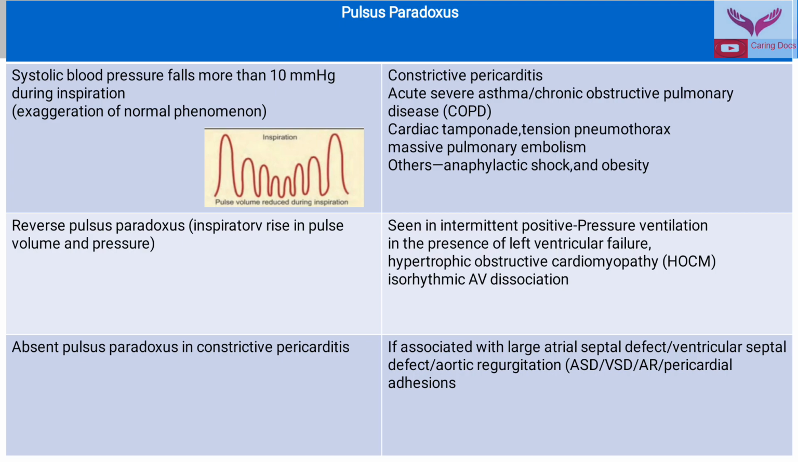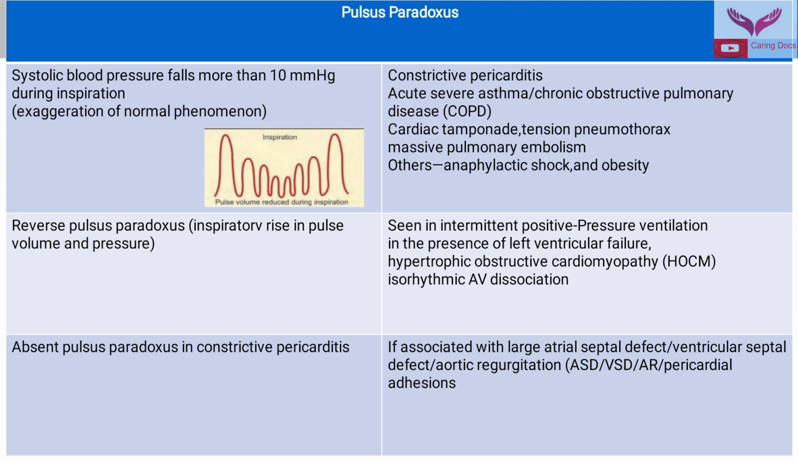Reverse pulsus paradoxus is a paradox in inspiration. There is an inspiratory rise in pulse volume and pressure. Usually there is an inspiratory fall in systolic blood pressure, but in reverse pulsus paradoxus, there is an inspiratory rise in pulse volume and pressure. It is seen in intermittent positive pressure ventilation in the presence of left ventricular failure, hypertrophic obstructive cardiomyopathy, and isorhythmic AV dissociation.